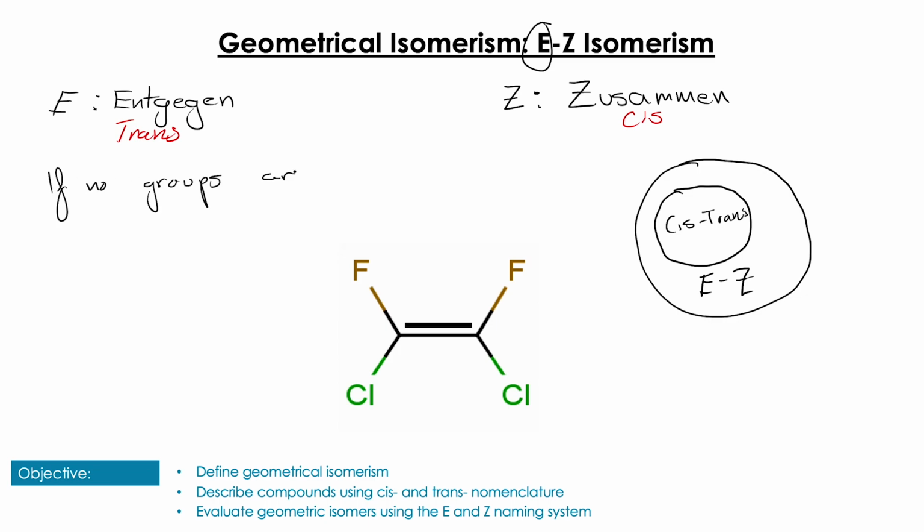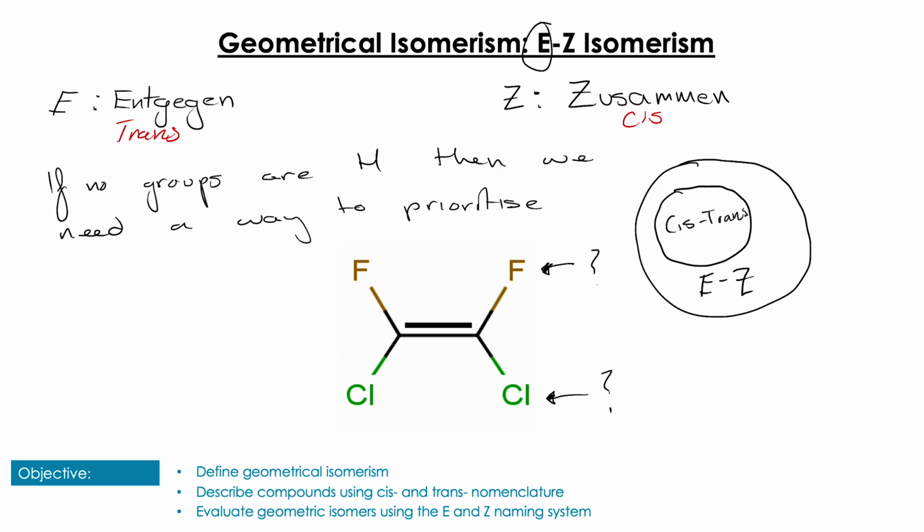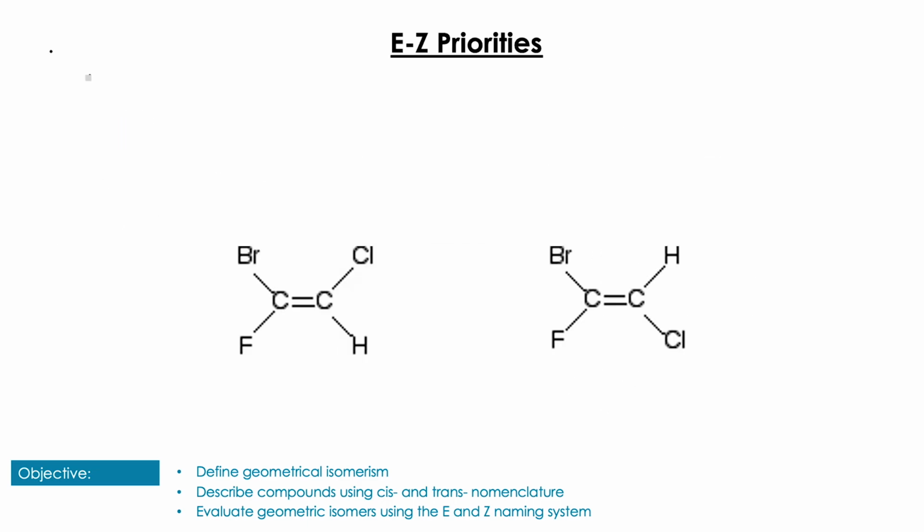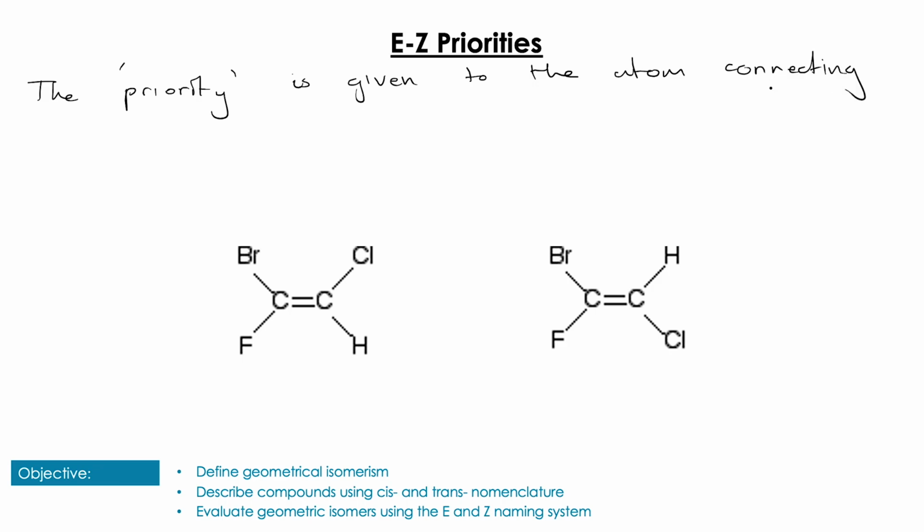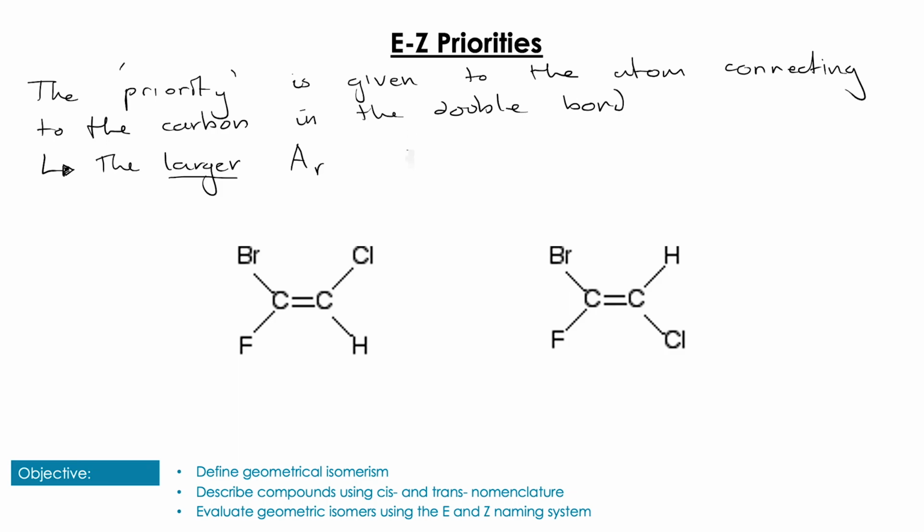However, that's not the whole story. If we still don't have any hydrogens, we're going to need a way to decide a priority, if you like. Which group are we going to pick over another group when we're deciding if something is E or Z? Luckily, the priority system at its core is very simple. The priority is given to the atom connecting to the carbon with the highest relative atomic mass. The larger the atomic mass, the more priority given.